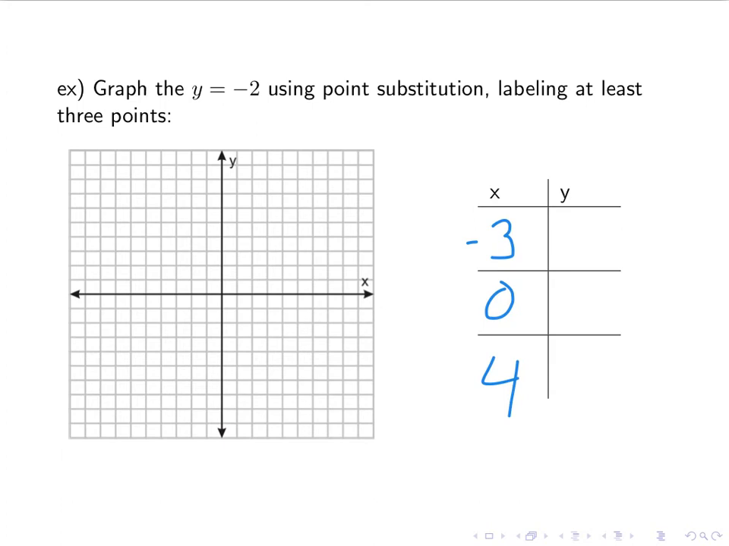It does not matter what x is. Y is -2. So y is -2 if x is -3, y is -2 if x is 0, and y is -2 if x is 4. Okay, so there is no x, so it doesn't matter. Y is -2. And then again, I'm going to plot them. And it's going to look something similar to this. And then, again, we look at it and we say, are those points all in a straight line? In theory, yes. So I connect them. No matter what x is, y is -2.